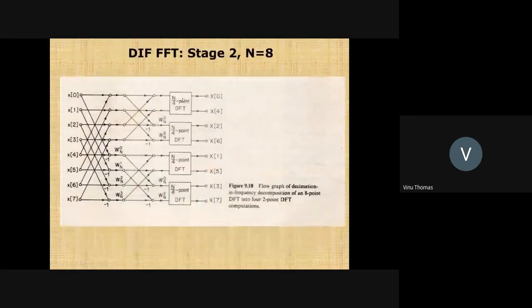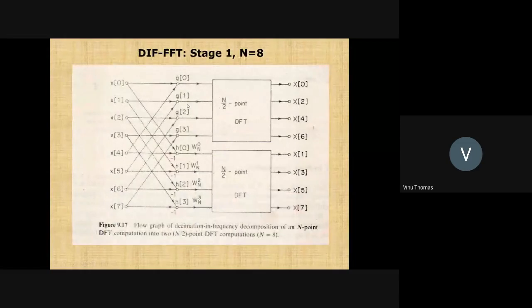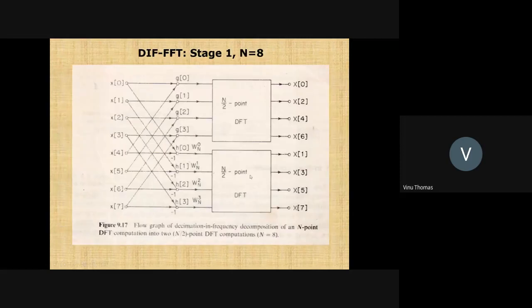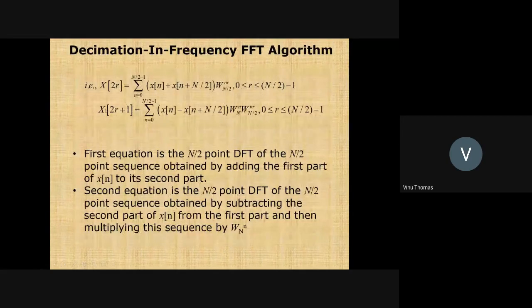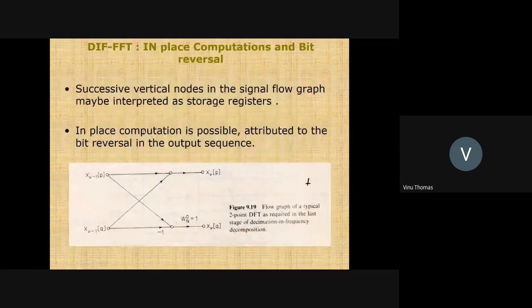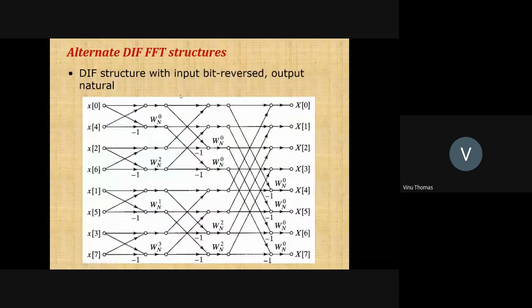So for the examinations, if you are asked to derive, you have to continue from here. Maybe you also have to write the expression for the N by 2 point DFTs for this, and then you finally end up with the N by 4 point DFTs. I have stopped my derivation at this step, but maybe you can continue. Okay, so that is about decimation in frequency FFT algorithms. So now we move on to computation of the inverse discrete Fourier transform using the FFT structures.